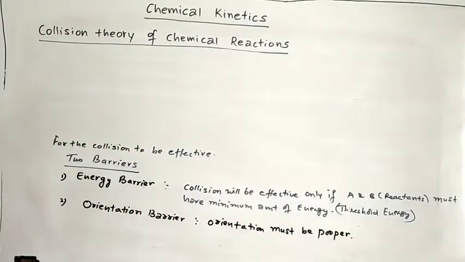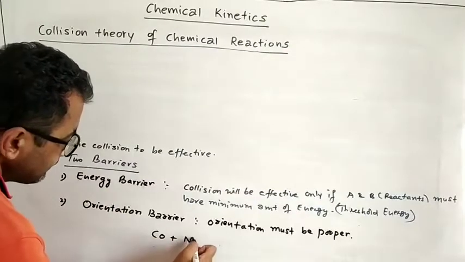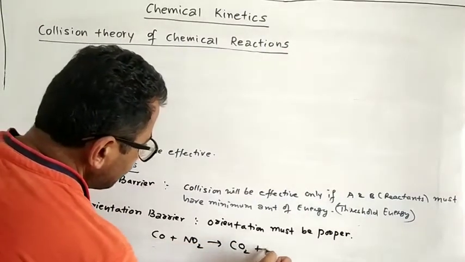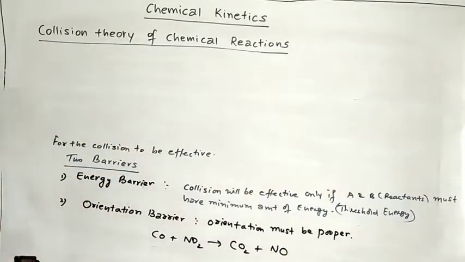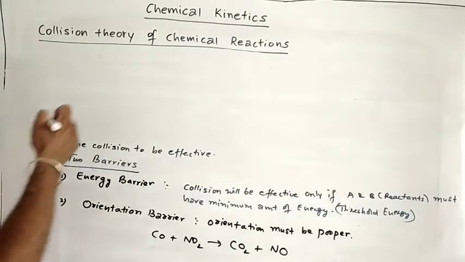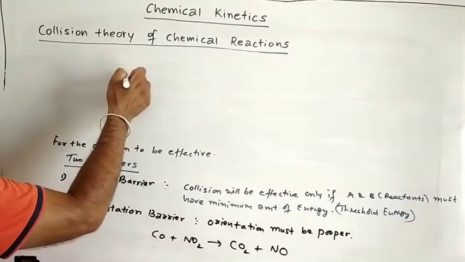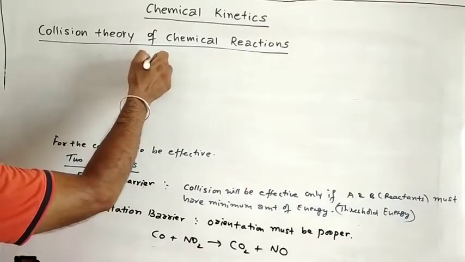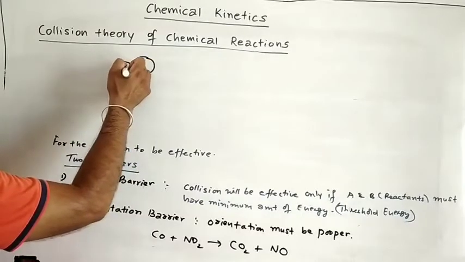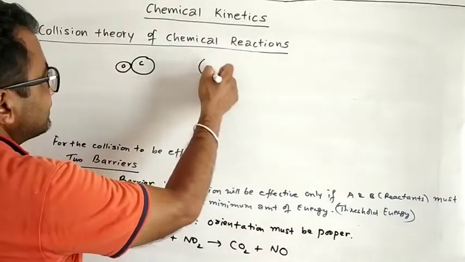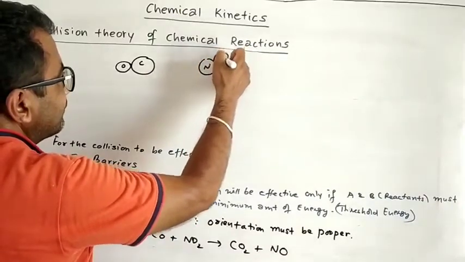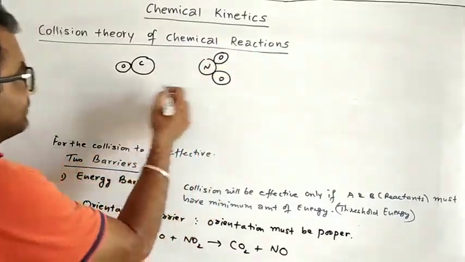इसकी एग्जांपल है CO plus NO2 to form CO2 plus NO. अब इस केस में when a carbon monoxide molecule combines with this NO2 molecule, so there must be a proper orientation, no? Like say this is your C, this is your O, CO. Here is your N, O, O. This is CO, this is NO2.